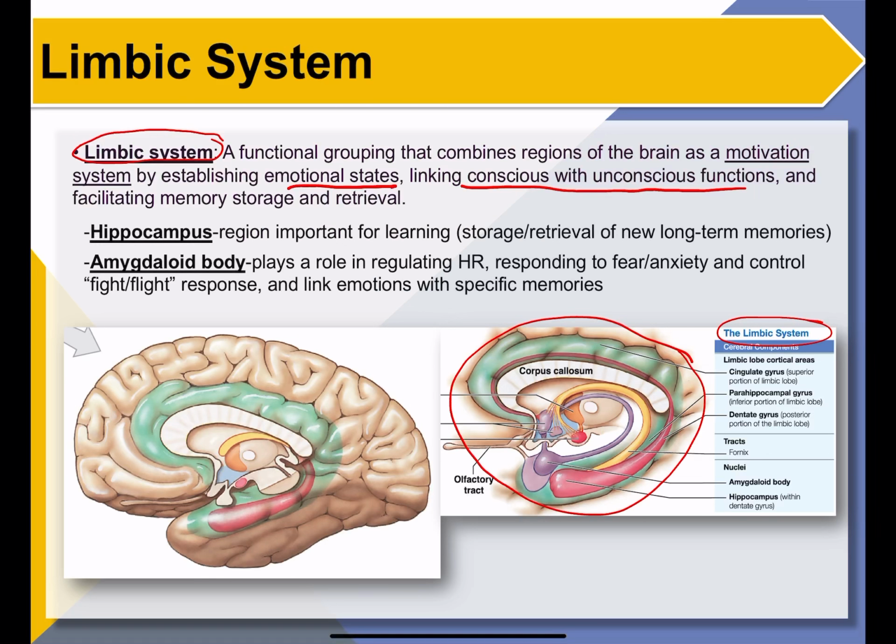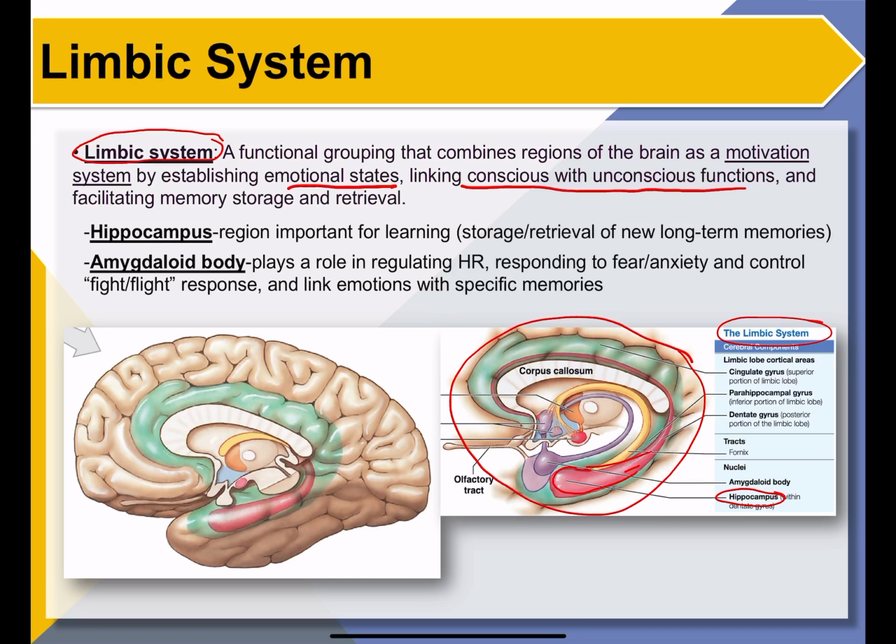So as part of the limbic system, the hippocampus here, which is this red region right here, is a region important for learning, which is involved with storage and retrieval of new long-term memories. For example, while you're studying and trying to remember all this information for the upcoming lecture exam, you're trying your best to commit all these concepts and materials to memory. That is an example of utilizing your limbic system. Or even as simple as remembering what you ate yesterday for lunch, it can involve the hippocampus as well.